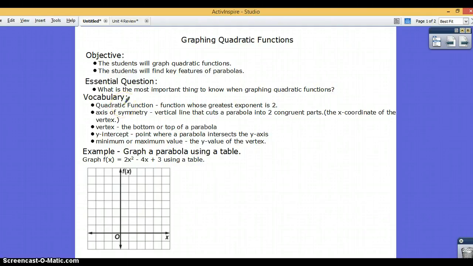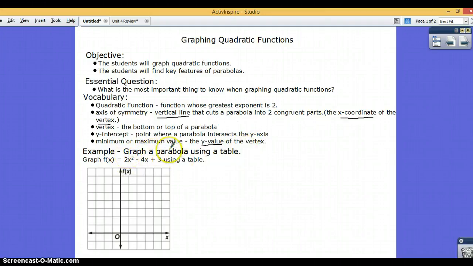Alright, so a quadratic function is a function whose greatest exponent is 2. Axis of symmetry is a vertical line, very key there, that cuts a parabola into two congruent parts. It is also the x-coordinate of the vertex. The vertex is the bottom or top of a parabola, so the lowest or highest point. Y-intercept is the point where the parabola intersects the y-axis, and the minimum or maximum value is the y-value, the y-coordinate of the vertex.